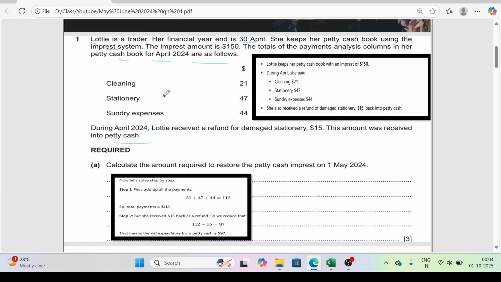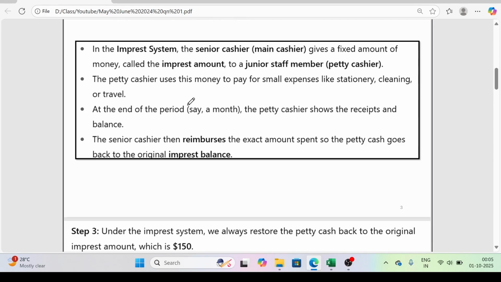Before that, I have to explain the meaning of the Imprest system. In the Imprest system, the senior cashier, and in every business there will be a senior cashier, gives a fixed amount of money called the Imprest amount to a junior staff member of the organization, the petty cashier. Then the petty cashier uses this money to pay for small expenses like stationery, cleaning, or travel.